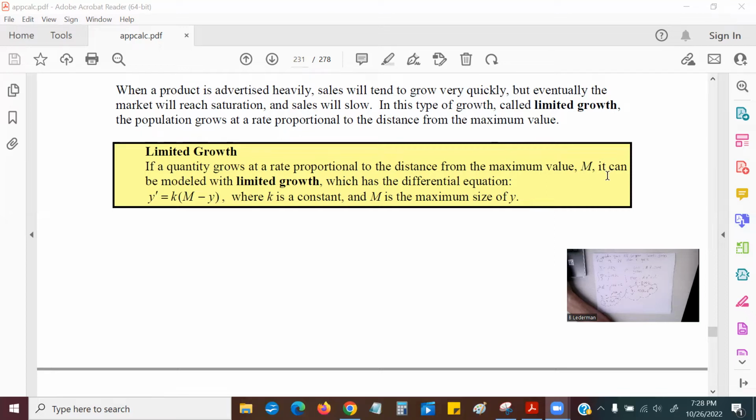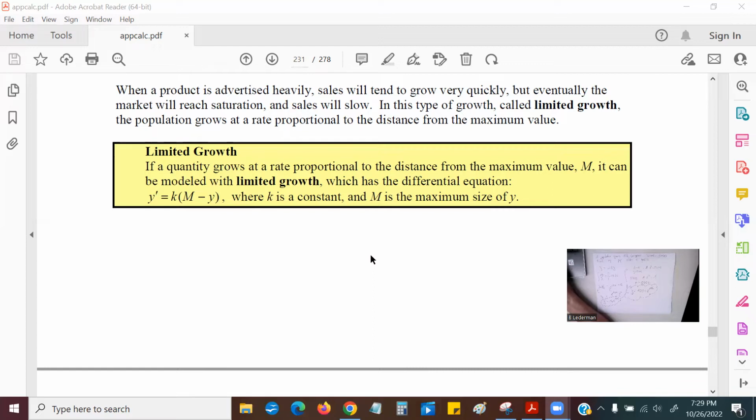So it could be modeled with limited growth, and the differential equation is y prime equals k times m minus y, where k is a constant and m is the maximum that y could ever get. Instead of ky like we had before, we have k times m minus y. M minus y is how far it is from where it's going. So it's another way to look at it.